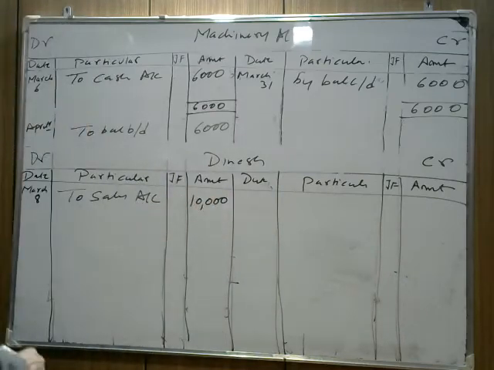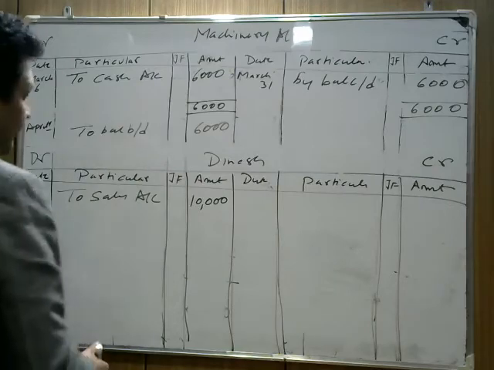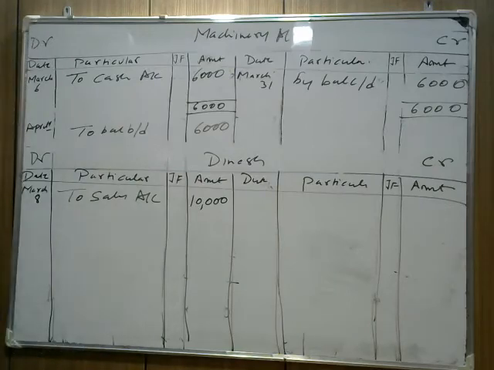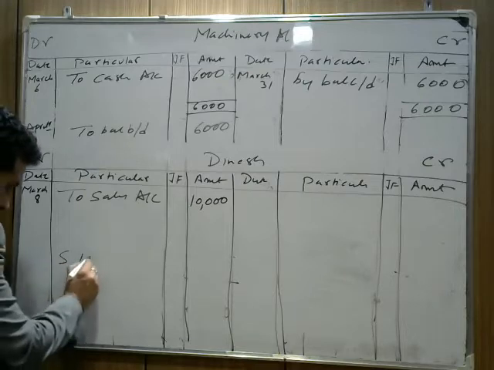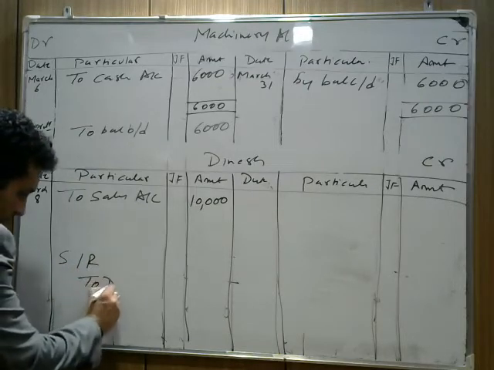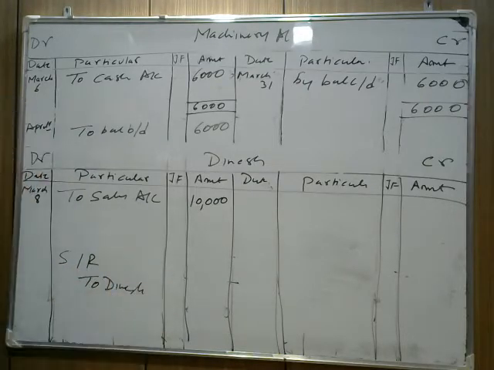Next is, Dinesh ने हमें कुछ goods वापस कर दिए थे, so goods returned by Dinesh. We write the entry: sales return account debit to Dinesh account. Now the Dinesh account will be credited because उसने कुछ goods हमें वापस कर दिए थे.